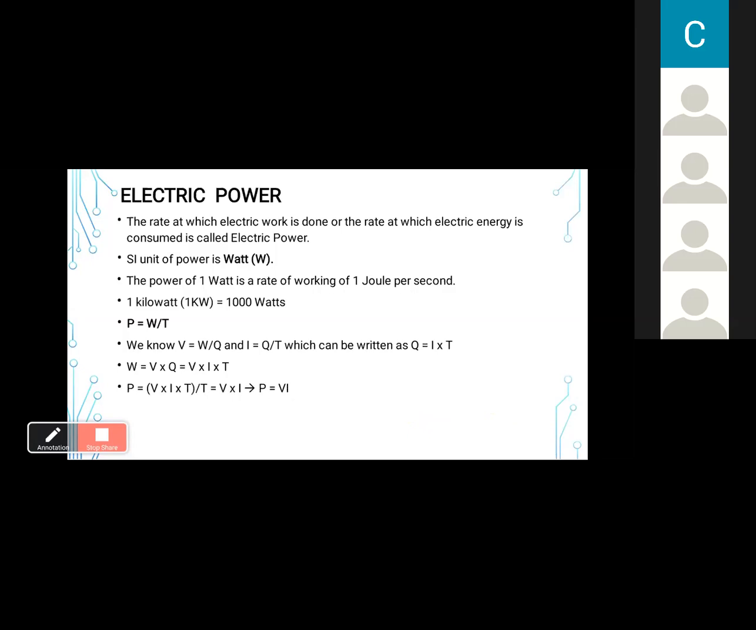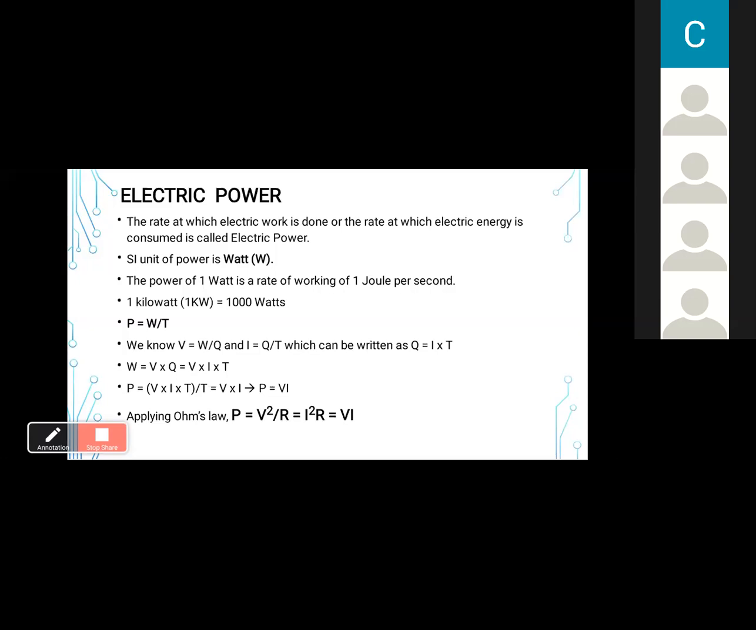The numerator becomes V into I into T divided by T. T and T cancel out, and what we are left with is V into I. So by that, we can derive the formula of power in terms of voltage and current. If we have voltage and current, we can find the power of the circuit. So this is the way we have derived the formula. Derivation is not that important. You should know the formulas and how we got them. So one formula is power equal to W by T, and another is V into I.